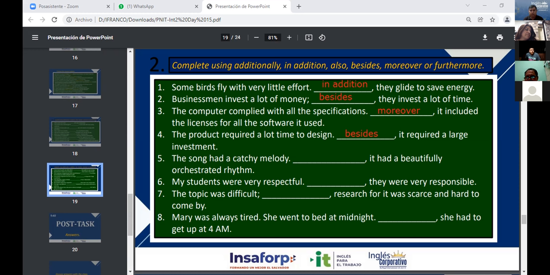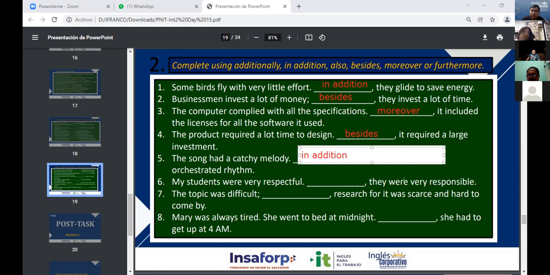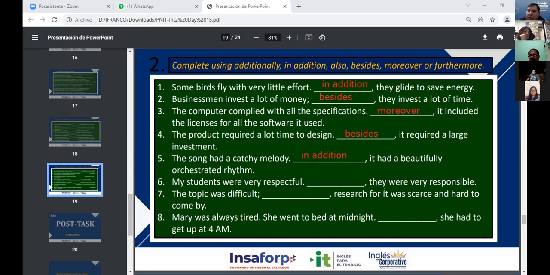It had a beautiful orchestra. In addition. In addition. Yeah, for me it's in addition. Because the melody. Okay, in addition. It's okay, my friend. All of them have the same meaning and may use any position, the ones that you want. They are all synonyms except for also. Additionally, besides, moreover, or furthermore may be the same.